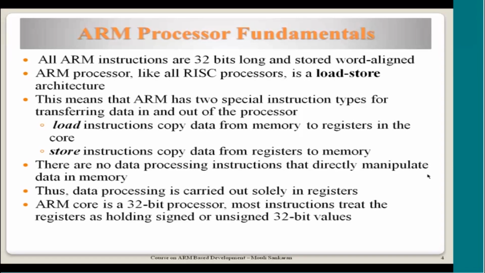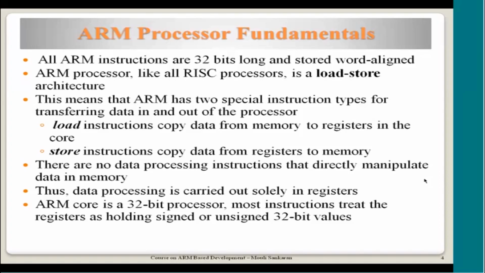And the ARM core is a 32-bit processor, and most of the instructions treat the registers as holding a signed or unsigned 32-bit value. I have mentioned signed and unsigned earlier. The processor doesn't recognize whether the value stored in a register is signed or unsigned. It changes the flags, if the instruction allows it to change the condition flags like carry, zero, overflow and sign flag, and based on whether the operand is signed or unsigned, the programmer is supposed to look at the relevant condition bits to understand the outcome of the result.